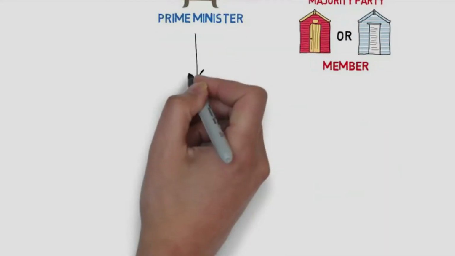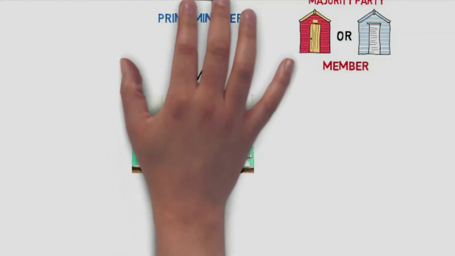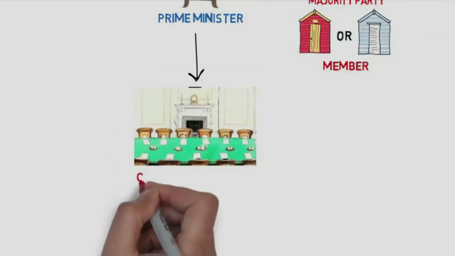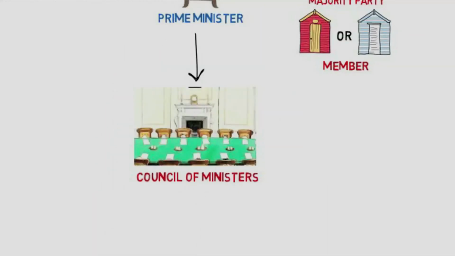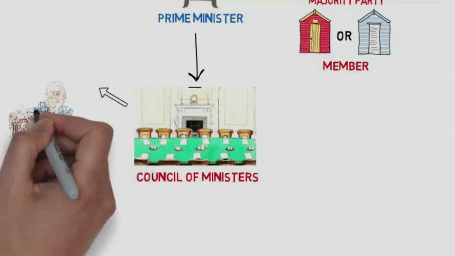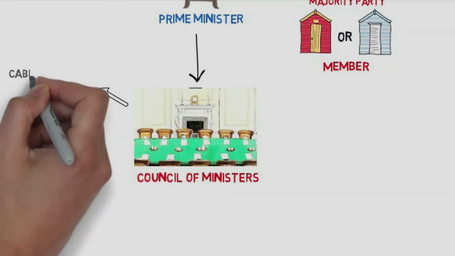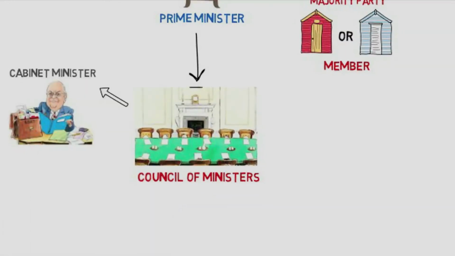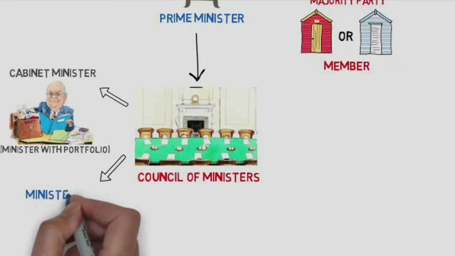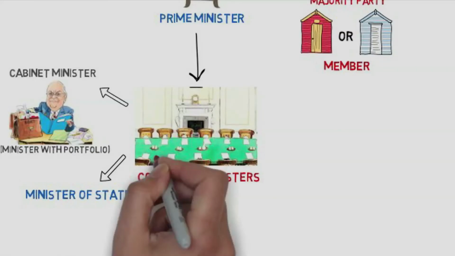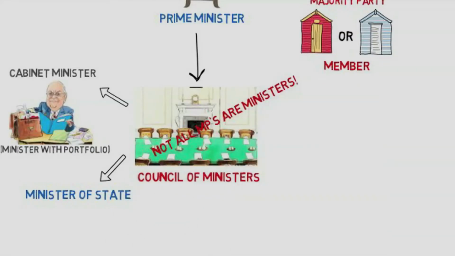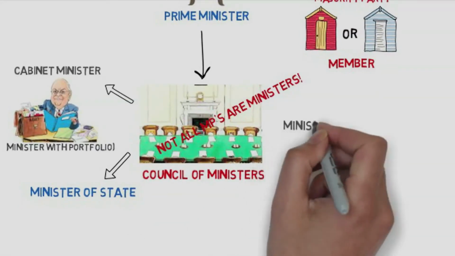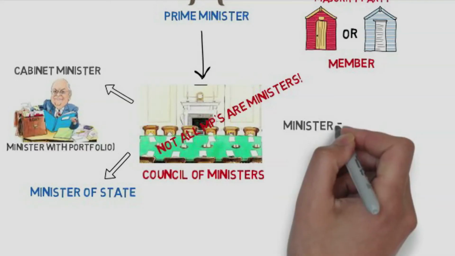Under the Prime Minister, there are the Council of Ministers, which comprises of the Cabinet Ministers. Example, the Finance Minister, Railway Minister, Education Minister, etc. These are the ministers with a portfolio. Then there is Minister of State. But remember, not all MPs are ministers. That's a wrong notion. Ministers are the ones who hold a portfolio.